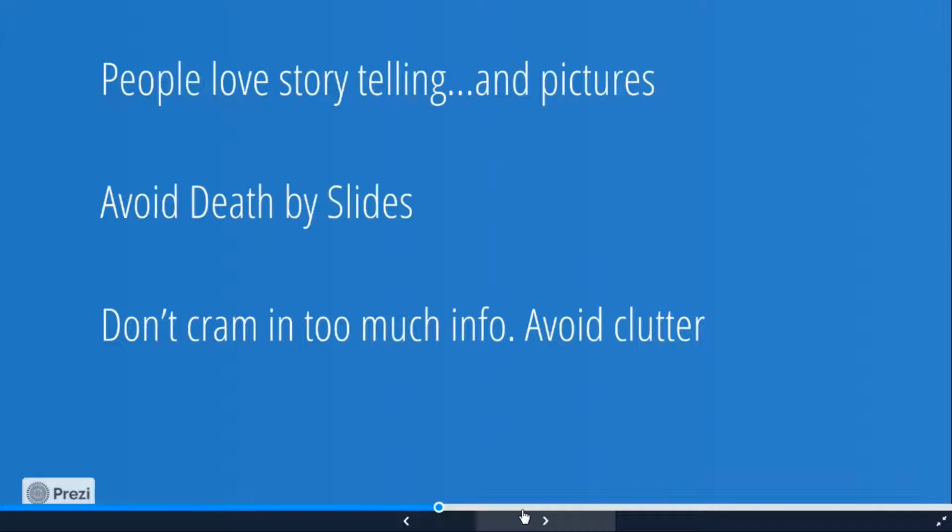And next one, avoid death by slides. Do not use more than 7, 8, 9, 10 slides. It's very wrong to use more, 10, 15, 30, 40 slides. It's very wrong. Stick to 10 please, maximum.